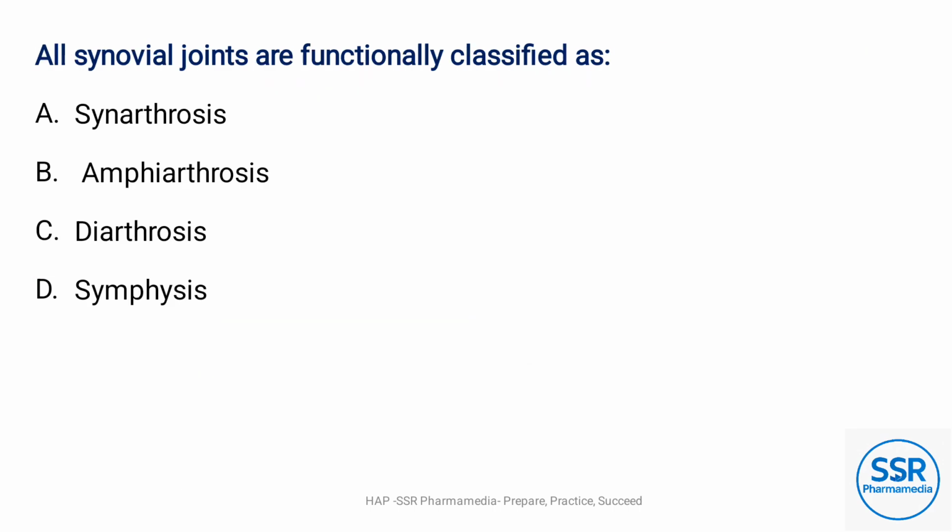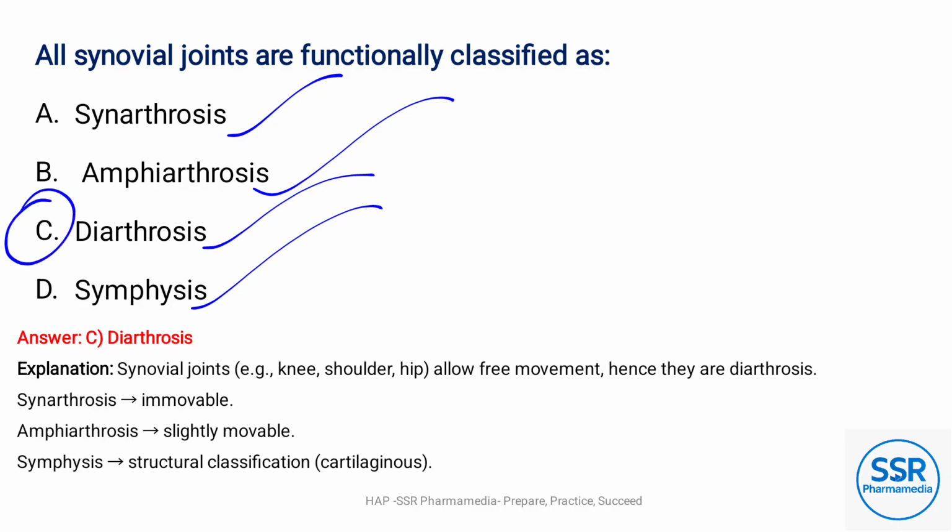Next question. All synovial joints are functionally classified as: option A, synarthrosis; option B, amphiarthrosis; option C, symphysis; option D, diarthrosis. So the answer is option D, diarthrosis. Synovial joints contain synovial fluid. Examples: knee, shoulder and hip joints. They allow free movement, hence they are diarthrosis. Freely movable means diarthrosis.